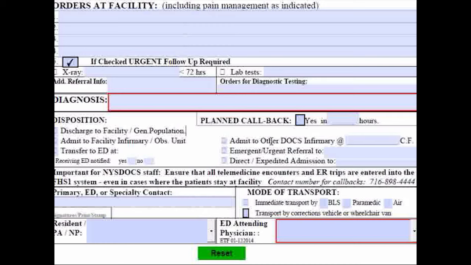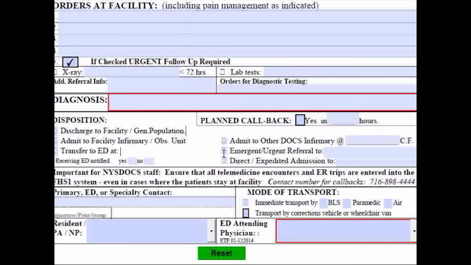Admit to the other DOCS infirmaries. Some of the prisons do not have their own infirmary, but a lot of times they have sister facilities that are physically located close. Some are literally across the street. If you have to do that, that's fine.